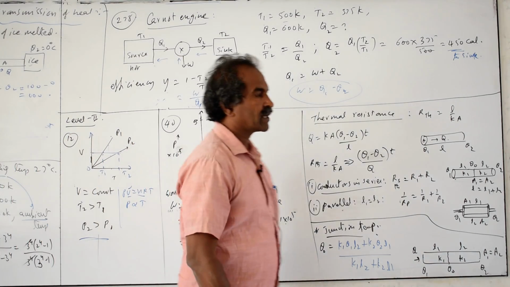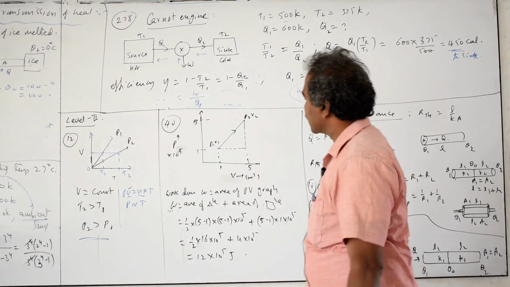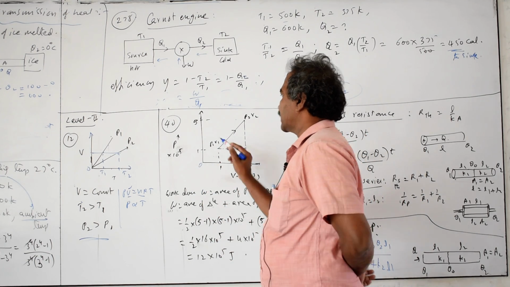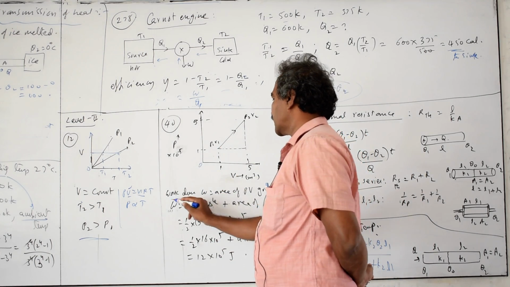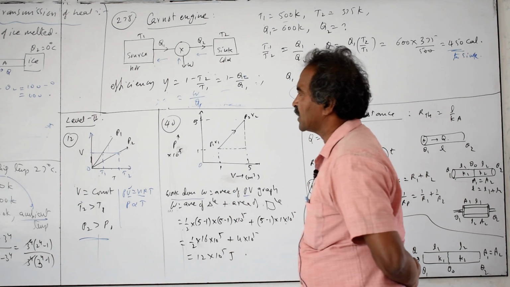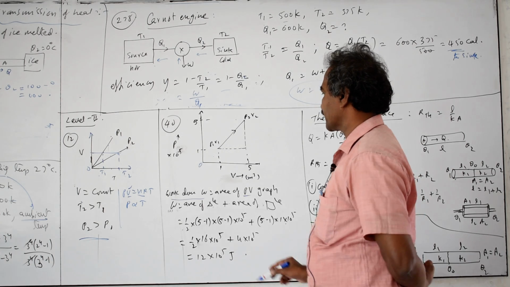And PV graphs are called indicator diagrams. They help us to find the value of the work done. Here the area of the PV graph is equal to the work done, W equals the area of the PV graph. And P into V has the dimensions of work or energy.